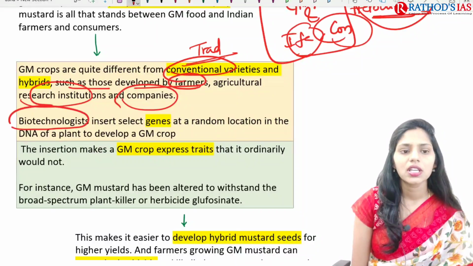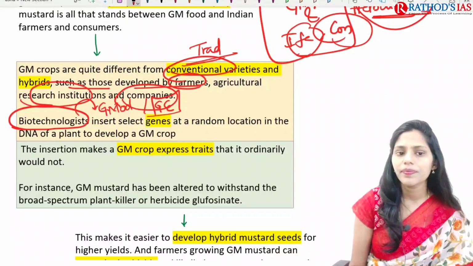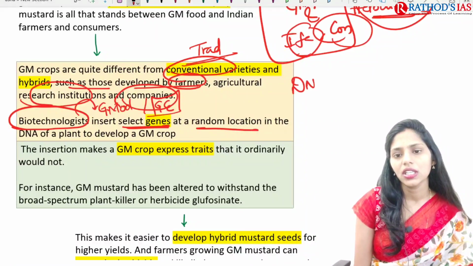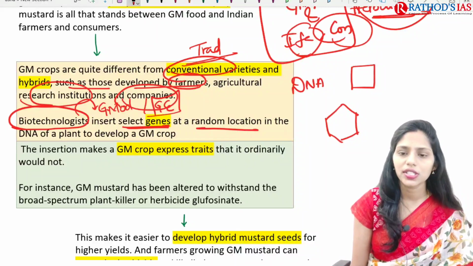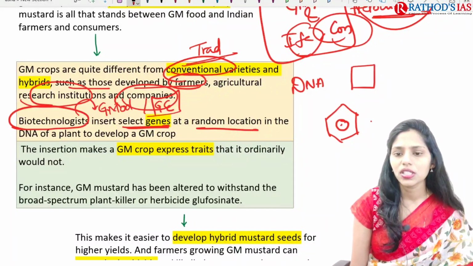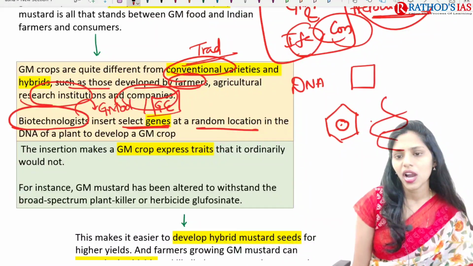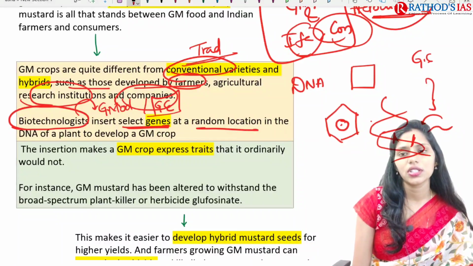Biotechnologists do genetic modification or genetic engineering. They use genetic engineering technology to insert selected genes at random locations in the DNA of the plant. They take the plant cell. Normally a plant cell is hexagonal in shape. It has a nucleus, and inside the nucleus there are chromosomes, and they isolate the DNA, right? After isolating this DNA, they remove the undesired part and insert the desired part. This technology is called genetic engineering technology.